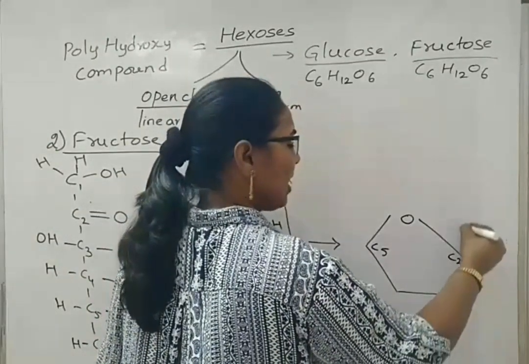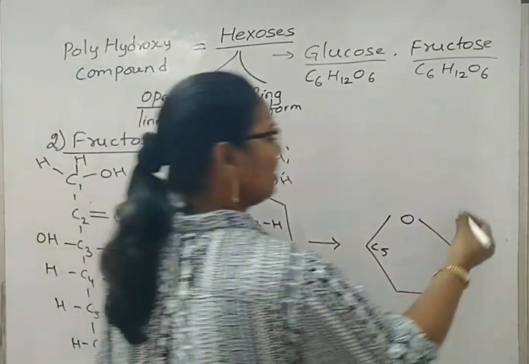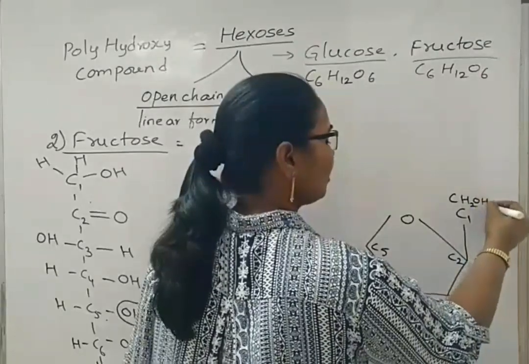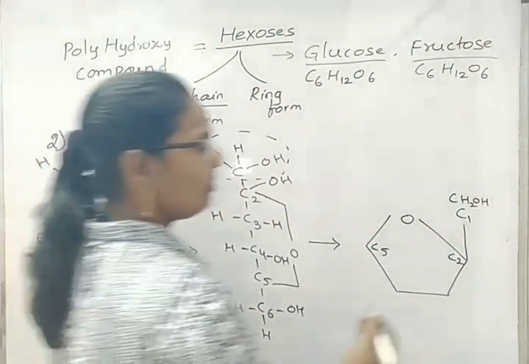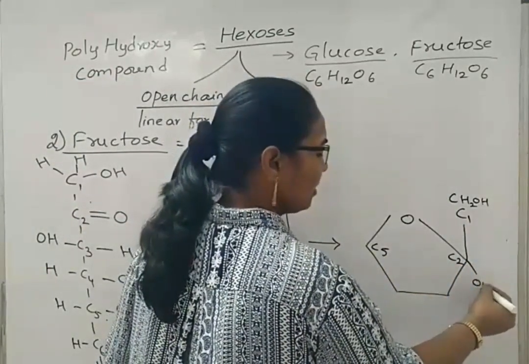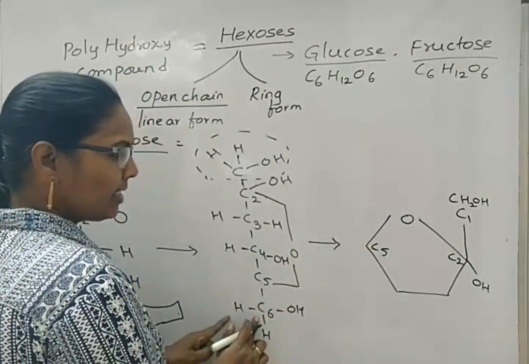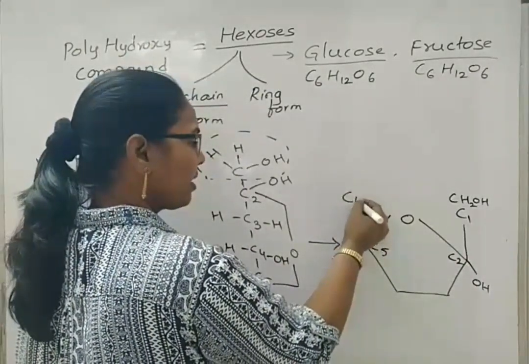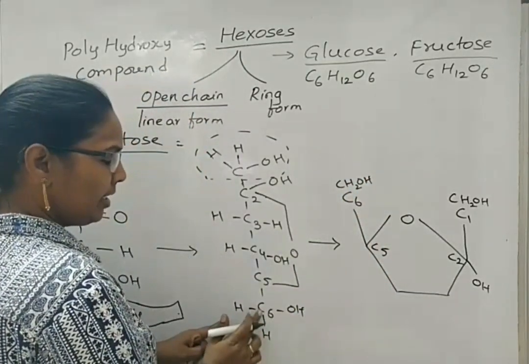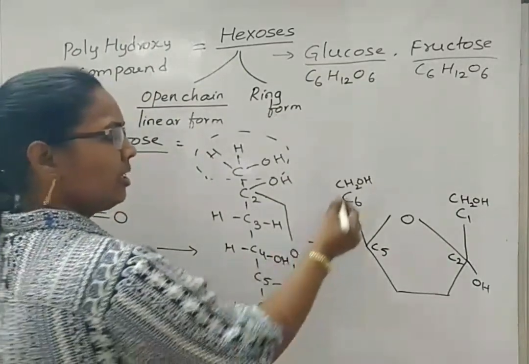Carbon 2 has one branch-like structure of carbon 1, where the group is CH2OH. Now, what about this OH? This OH we can represent here. Now, at the fifth carbon also there is a branch with the help of carbon 6. Again here also CH2OH exists. That I have written here.